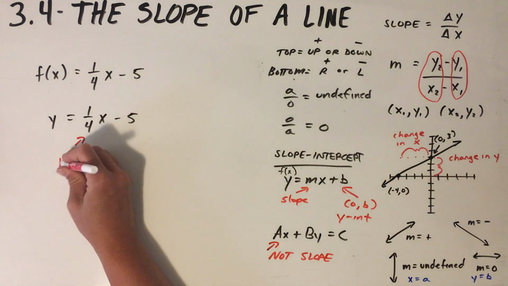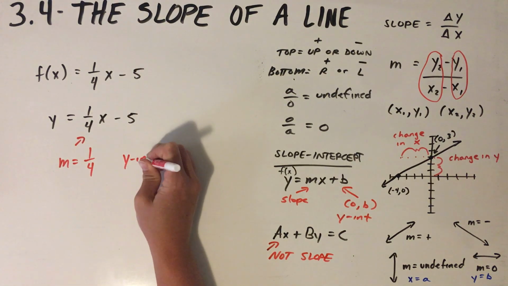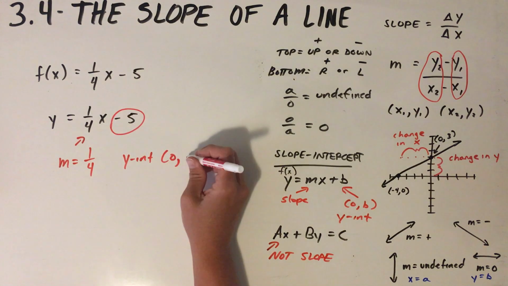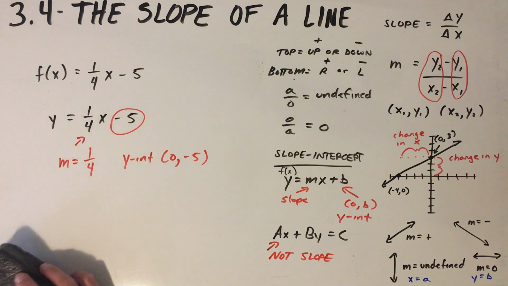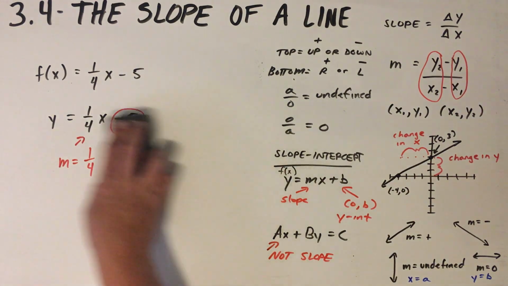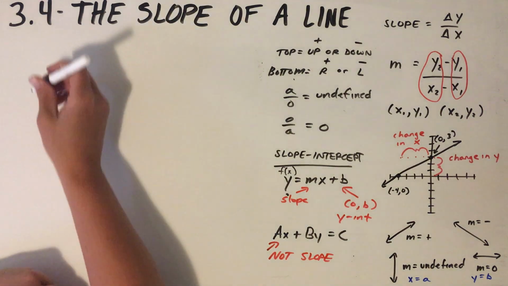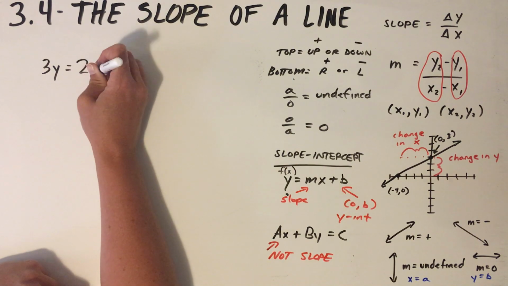This means that the slope is 1/4, and my y-intercept is the point 0, and whatever this number is right here, which happens to be -5. So just identifying my slope and y-intercept. All right, next problem. I want to give you lots of examples here, so hopefully you can grasp this concept and feel confident and understand what we're talking about here.